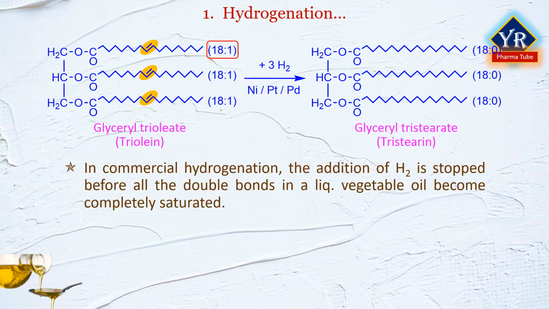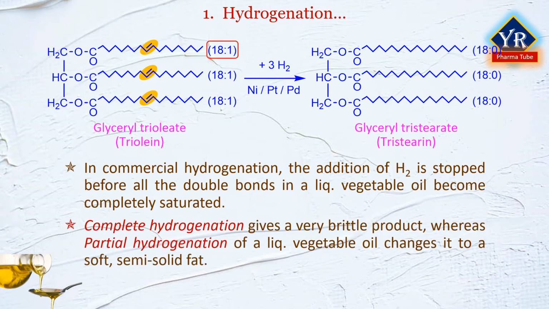In commercial hydrogenation, the addition of hydrogen is stopped before all the double bonds in a liquid vegetable oil become completely saturated. Complete hydrogenation gives a very brittle product, whereas the partial hydrogenation of a liquid vegetable oil changes it to a soft or semi-solid fat.